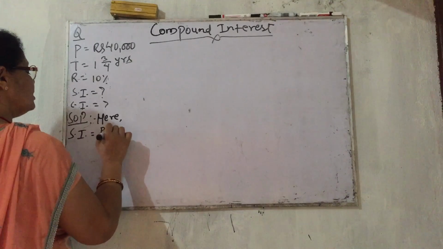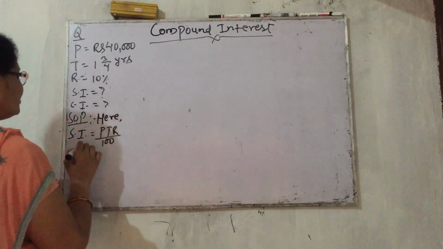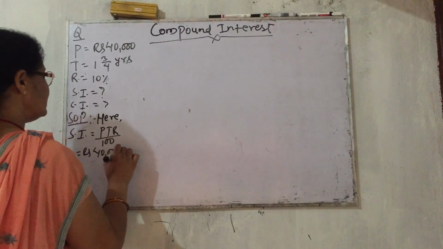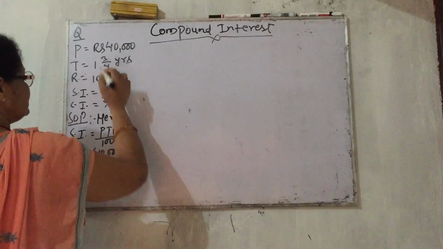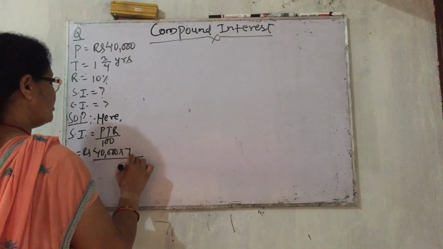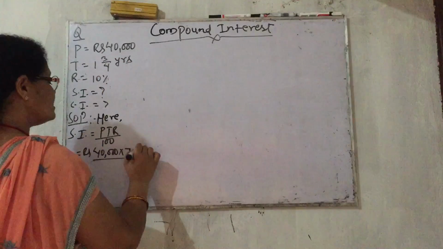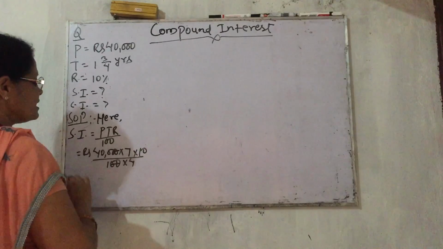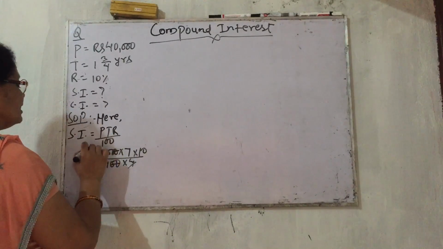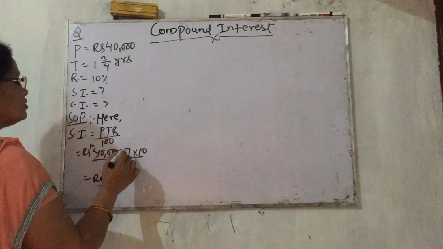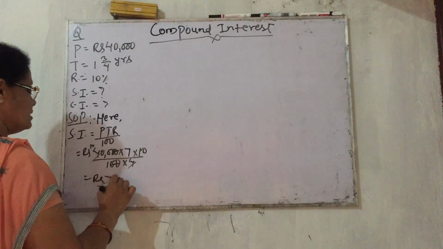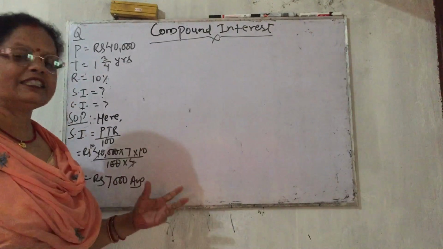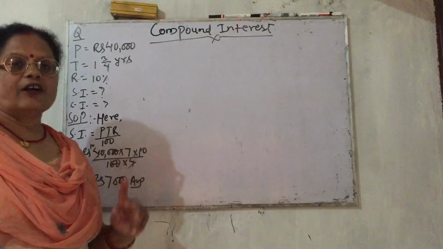Simple interest equal to PTR by 100. P is given here 40,000, T is given 4 and 3 by 4, so 7 by 4, PTR. R is given 10, divided by 100. Cancelling, 4 tens are 40, altogether it will be 7,000 as the simple interest. Okay, one answer came.